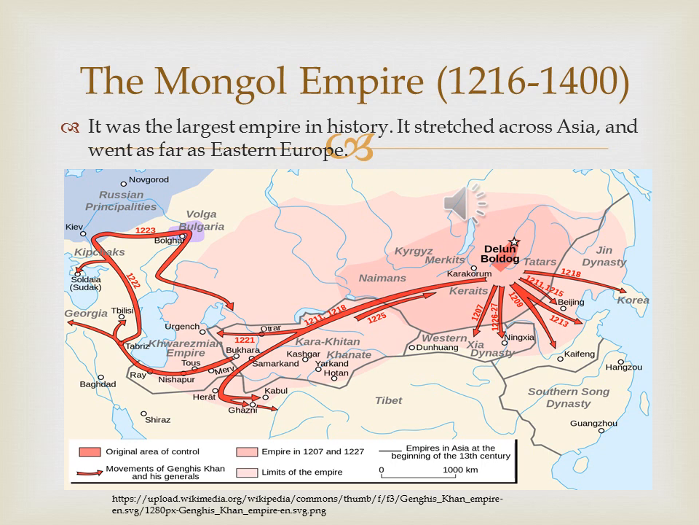The Mongol Empire, which lasted from approximately 1216 through 1400. It was the largest empire in history. It had more land area than even the Hellenistic Empire of Alexander the Great, which we discussed in my first video. The Mongol Empire was larger than Alexander the Great's empire, and it stretched across Asia and went as far as Eastern Europe. So if you look at this map, you could see the vast area that it covered.